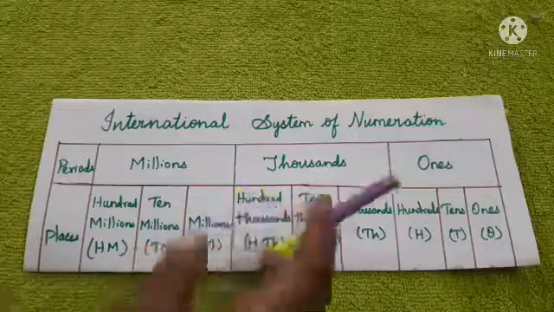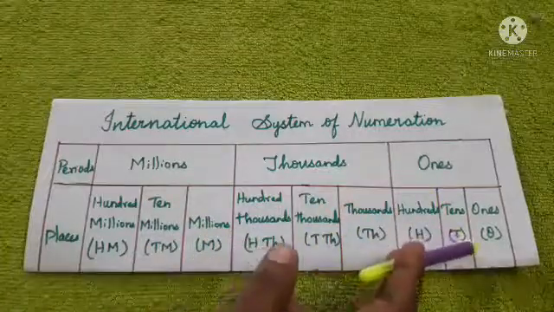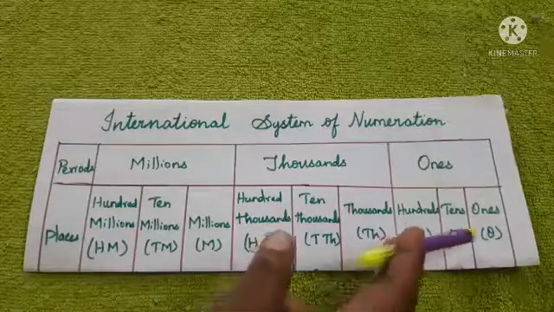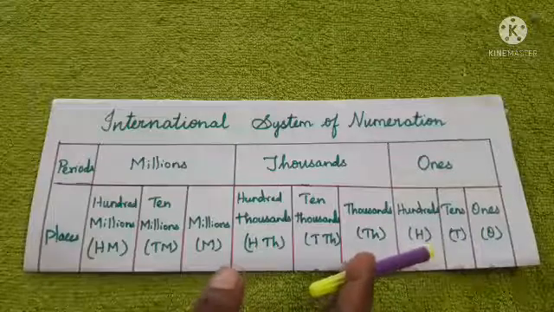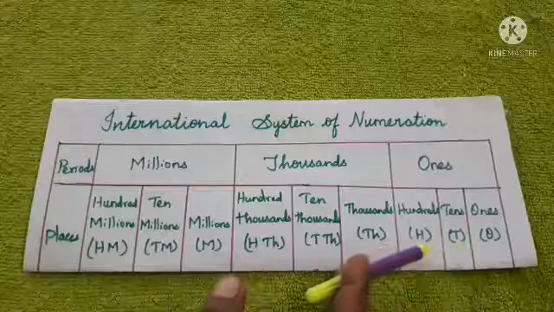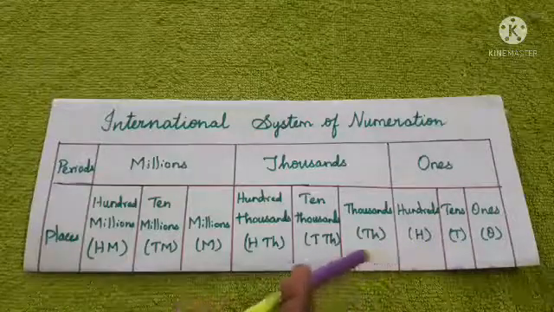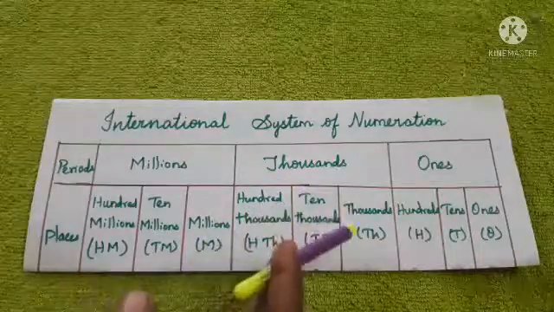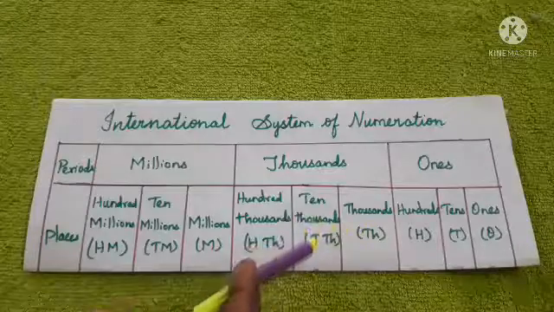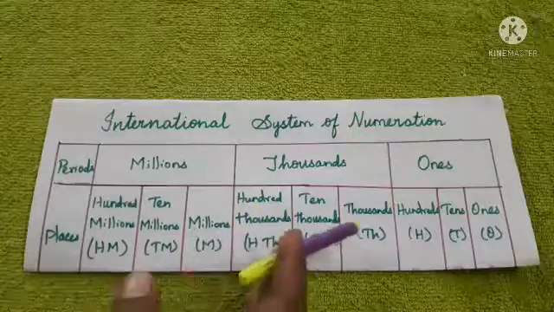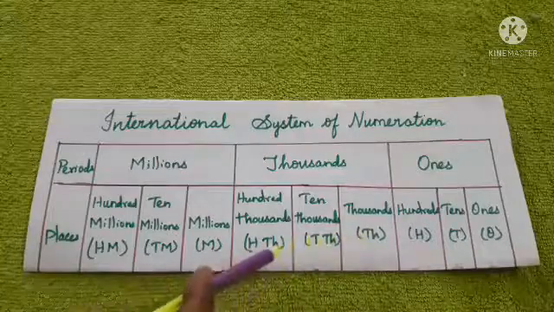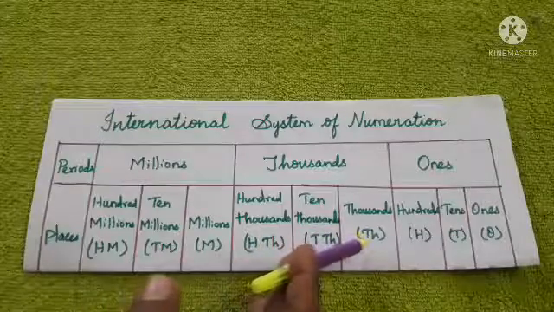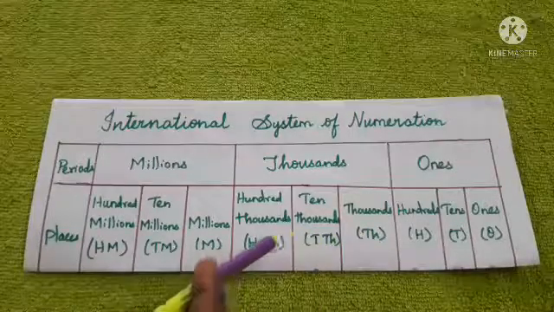Okay, 3 place values. In the first ones period we have ones place, tens place, hundreds place. The first 3 digits from the right side come under the ones period. That means ones place, tens place and hundreds place. The next 3 digits will come under the thousands period. In the thousands period we have thousands place, then ten thousands place, then hundred thousands place. So, in the thousands period we have 3 place values: thousands place, ten thousands place, hundred thousands place.